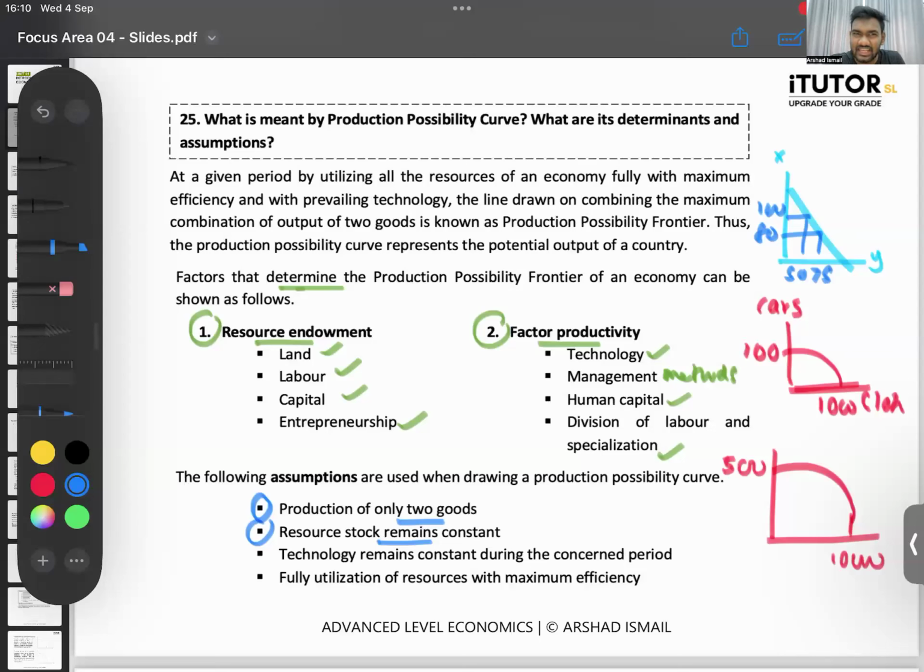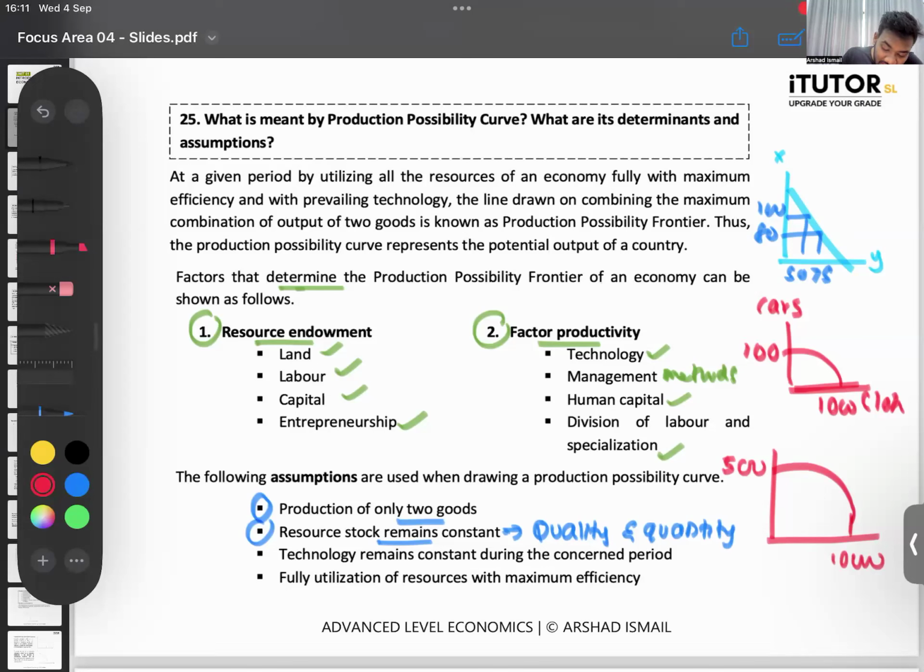Because just take the real world. Every minute one person is dying. Every minute a new fellow is being born. Every minute a machine might get broken down. So then how can you draw the PPC? When you're drawing the PPC, you assume, okay, let's say Sri Lanka has 10 million in our labor force. We keep it constant and we draw it. So we assume that the resources are constant, both in terms of quality and quantity. The quality of your resources and the amount of resources you have, we assume that it is constant.